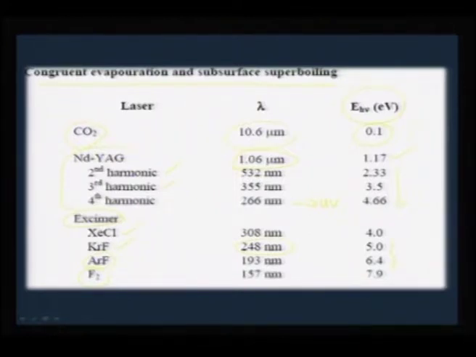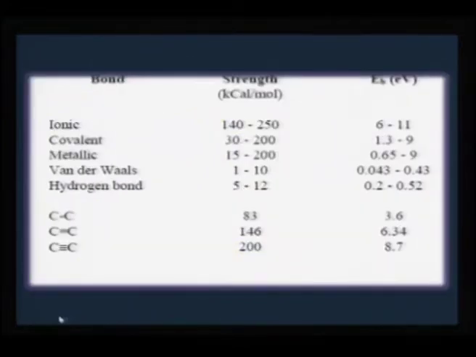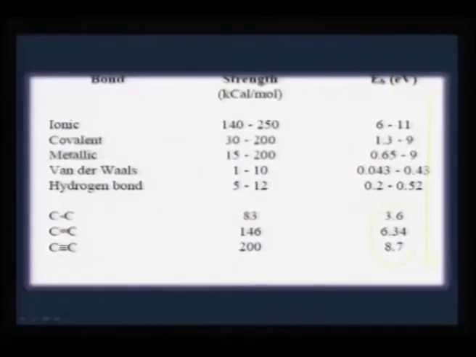So if this is the energy that I get from the laser source, then I should also know the E_B governing this material which I am planning to ablate. For example, if it is an organic material involving carbon-carbon single bond, triple bond or double bond, those are actually pretty strong. The binding energy or E_B is of the order of 8.7 eV for carbon-carbon triple bond, and for carbon-carbon double bond it is 6.34 eV. So to break these bonds and bring it out, you need sufficient energy.